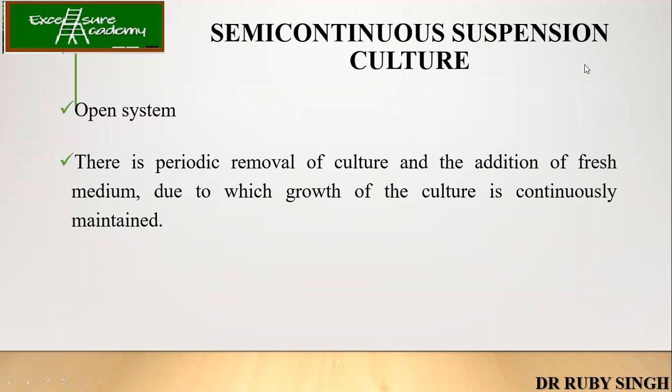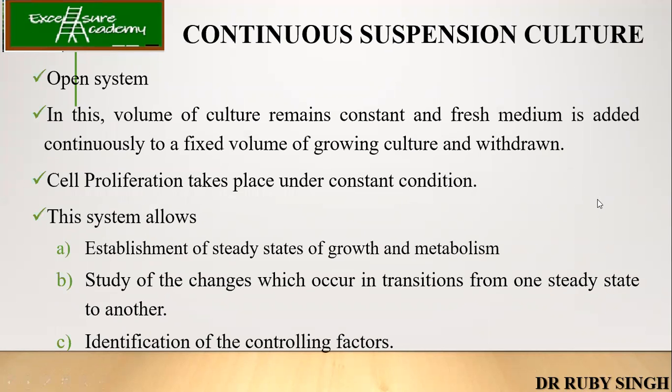Now talking about semi-continuous suspension culture. So this is an open system. So what does it mean? There is a periodic removal of culture and the addition of fresh medium. तो इससे क्या होगा? The growth of the culture is continuously maintained. ये रुकेगा नहीं. Now in the open system, the volume of culture remains constant, but हम इसमें fresh medium add करते हैं and पुराना medium निकाल देते हैं, so that there is no accumulation of the byproducts and cell proliferation will be under constant condition. तो इसमें ये grow होता रहेगा.